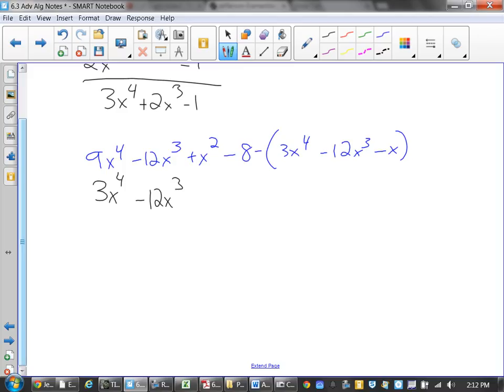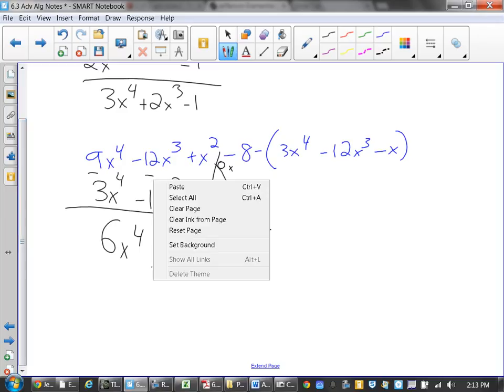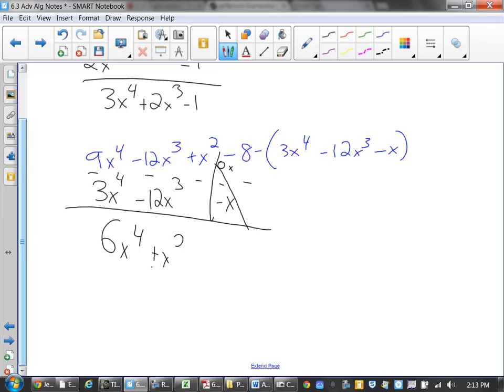As you start lining them up, you'll notice that there's no x value in the top equation. So what's there? 0x. So when you write it out, remember it's going to be 0x minus negative x. Oh, we're subtracting here, so subtract everything. Oh yeah, I got that. 6x to the 4th. Oh, sorry. Plus x squared, plus x minus 8. Yeah.